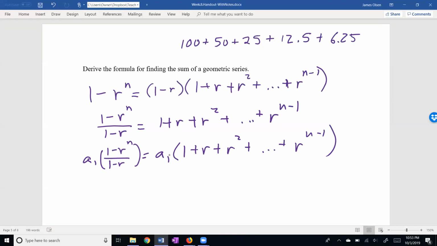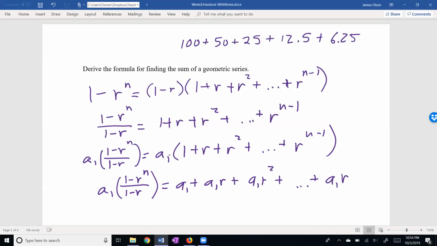And now I can use the distributive property on the right-hand side, and we have a1 times 1 minus r to the n over 1 minus r is equal to a1 plus a1r plus a1r squared plus up through a1 times r to the n minus 1. And this is our formula for finding a geometric series.